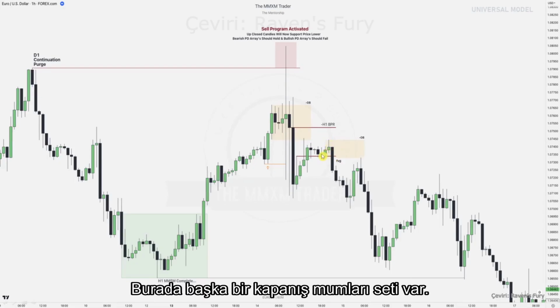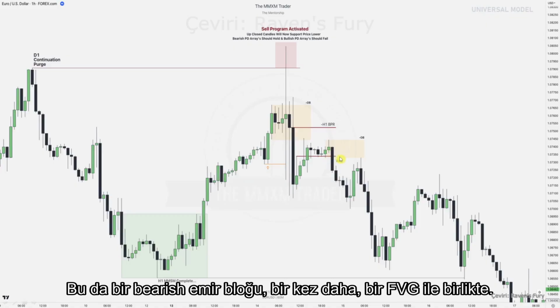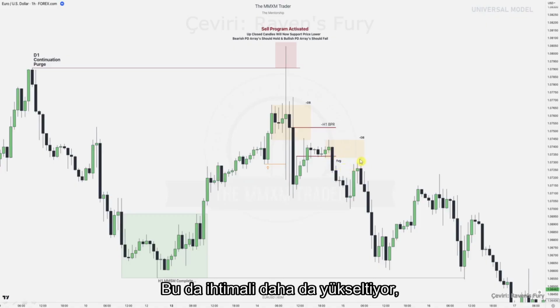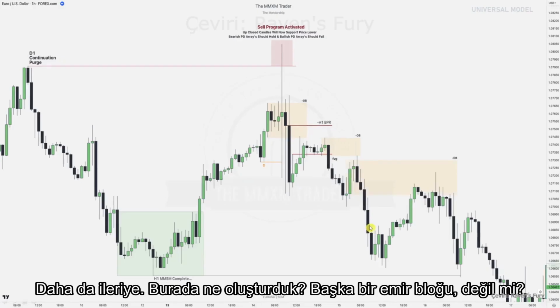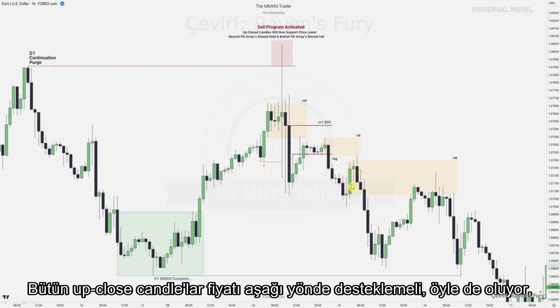Another set of up close candles over here. This is a bearish order block once again with a fair value gap, so making it even higher probability, right? We tap that order block slash fair value gap combination over here, and we start to decline even further. What do we form over here? Another order block, right? All up close candles should support price lower, which it does, right?